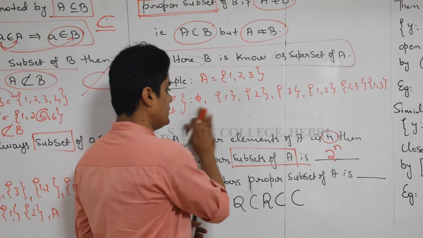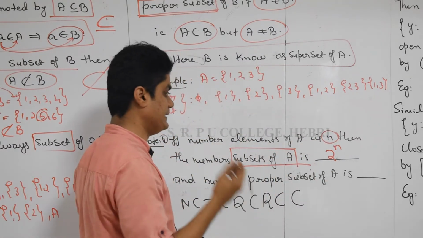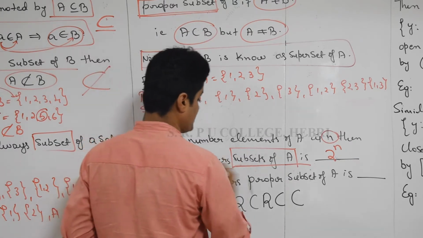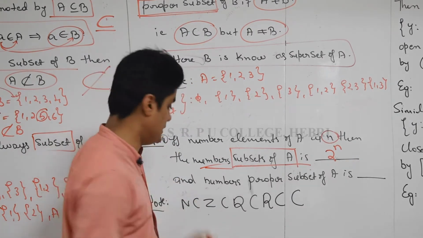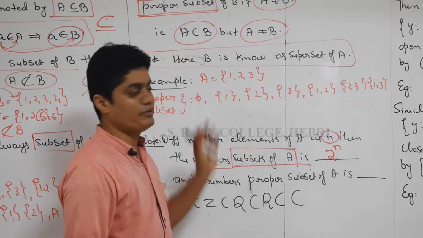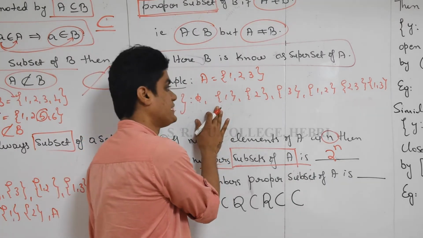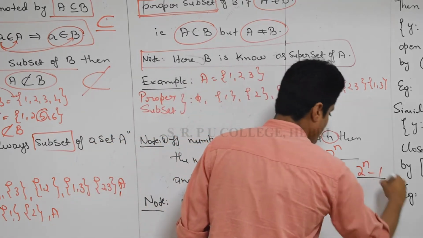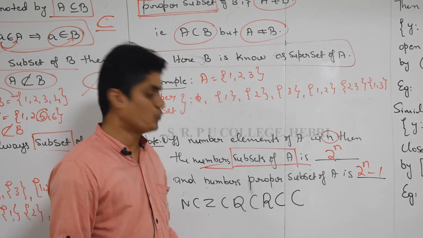So if the number of elements in the set is n, then compulsorily remember, the number of subsets of A is 2 raised to n. Similarly, the number of proper subsets of A. Again, the above example you can use. How many subsets did I remove to get the proper subsets? Only 1. So the answer is 2 raised to n minus 1.